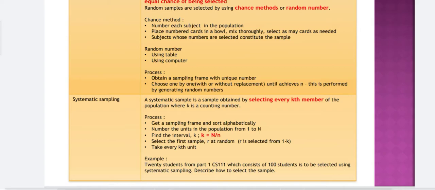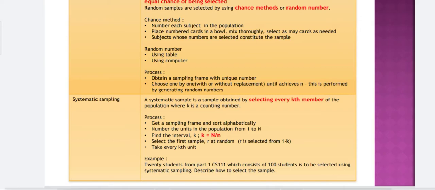Okay, so example kat bawah ni, 20 students from part 1 CS111, which consists of 100 students, is to be selected using the systematic sampling. Describe how to select the sample. First step, get the sampling frame of the students. Contohnya, ID number. Metric number of students will be the sampling frame, dan sortkan dia. Okay, ataupun nama student, sortkan nama. And then numberkan dia 1 sehingga 100. Find the interval. 100 divide 20, you will get 5.